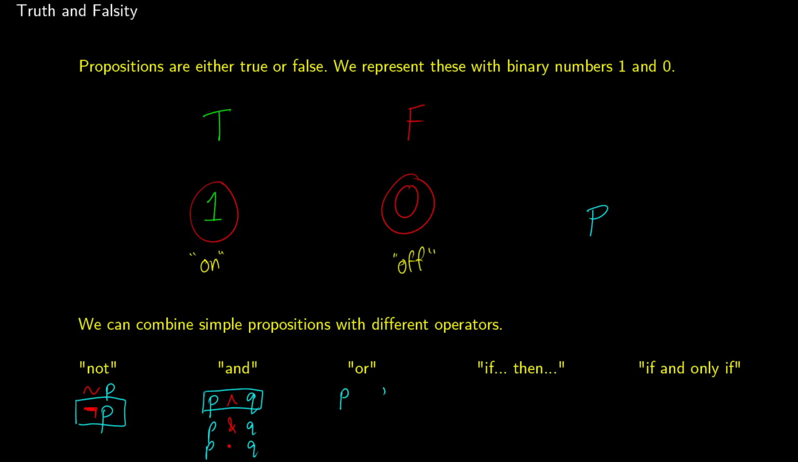For or, there are 2 different ways you'll see this. Usually in any sort of philosophical or computational logic, we would see the V for P or Q. But in digital logic, you may see a plus sign instead. Or is also called addition in some systems.